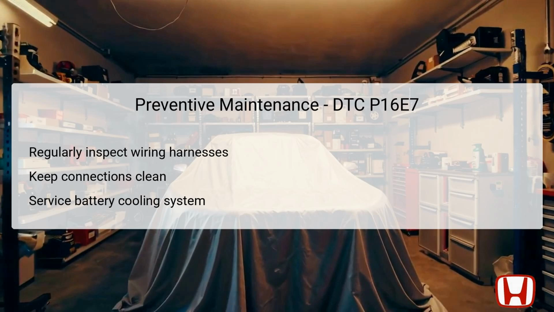To avoid future occurrences of DTC P16E7, implementing preventive maintenance practices is highly advisable. Regular inspections of the vehicle's wiring harnesses provide an early warning of potential issues, such as frayed wires or bad connections, which could lead to communication errors. Additionally, maintaining cleanliness around the connectors will prevent corrosion, which can disrupt electrical signals and lead to similar problems.